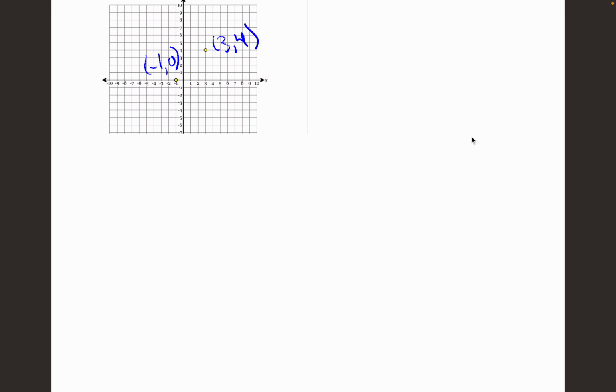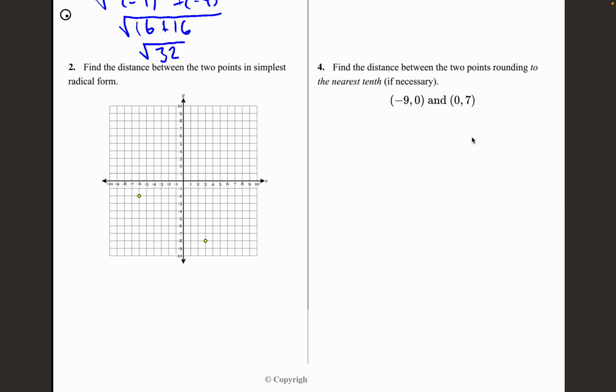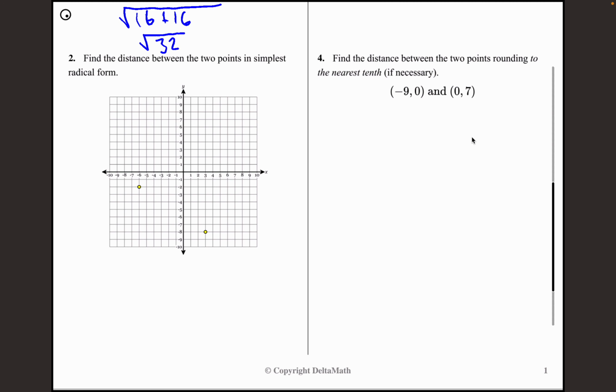All right, so let's get this. I want you to do these two on your own. All right, I'm going to give you the coordinates because it's kind of hard to see. This is -6, -2, and 3, -8. So go ahead and solve. This is number 2 and 4. Go ahead and do those.